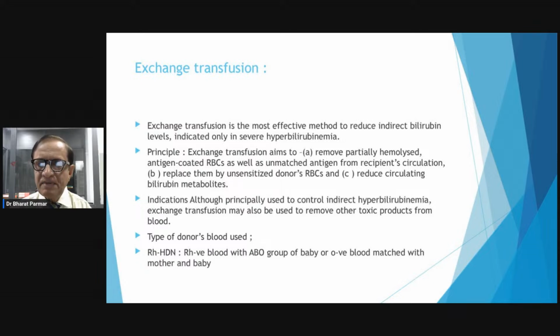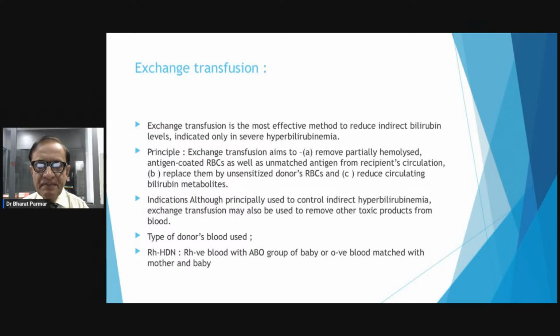Next, management for neonatal indirect hyperbilirubinemia: exchange transfusion. Exchange transfusion is the most effective method to reduce indirect bilirubin level, indicated only in severe hyperbilirubinemia when the bilirubin is more than 20 milligram per dl. The principle of exchange transfusion: it aims to remove partially hemolyzed antigen-coated RBCs as well as unmatched antigen from the recipient circulation and replace them with unsensitized donor RBCs, and reduce circulating bilirubin metabolites.